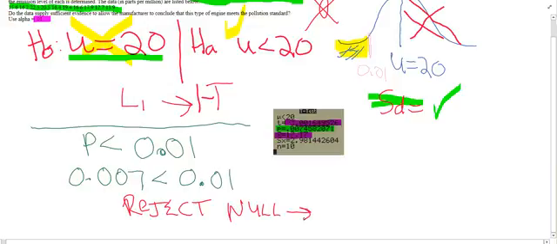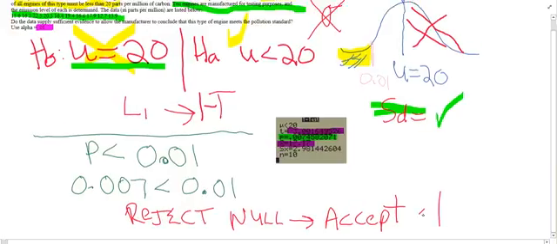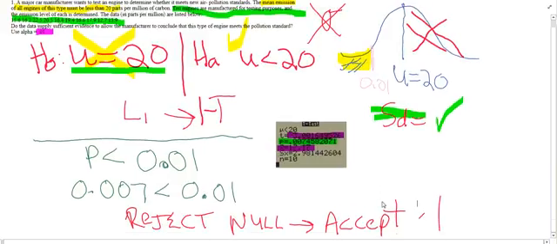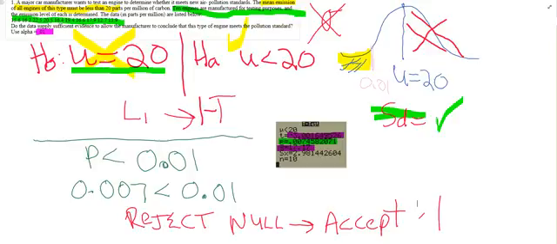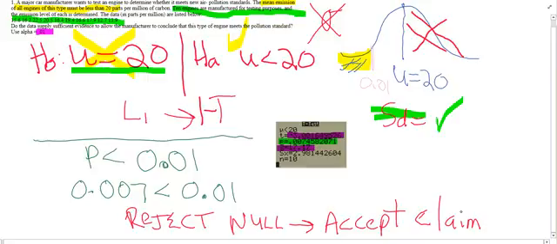Thus, we're going to accept our claim that our engines are less. We're going to accept the claim that our engines are less than 20.